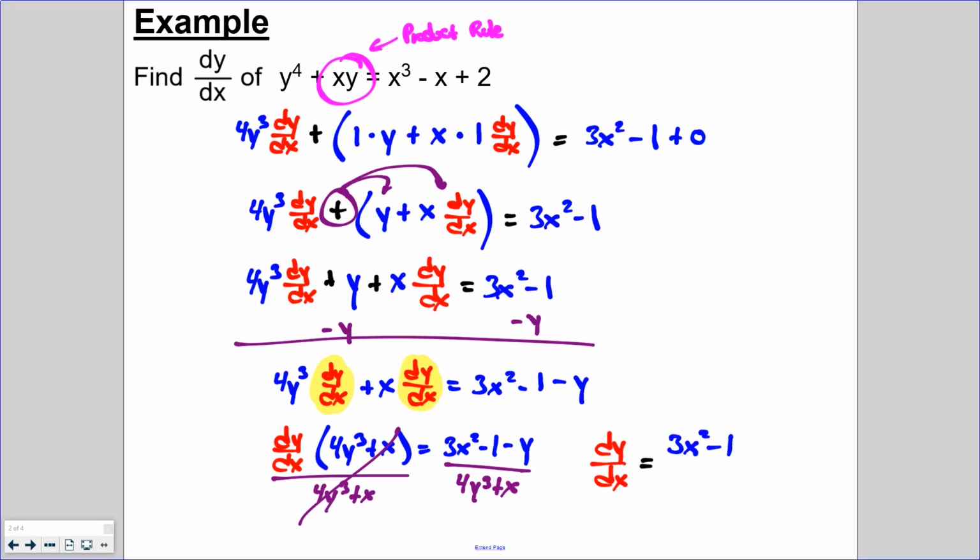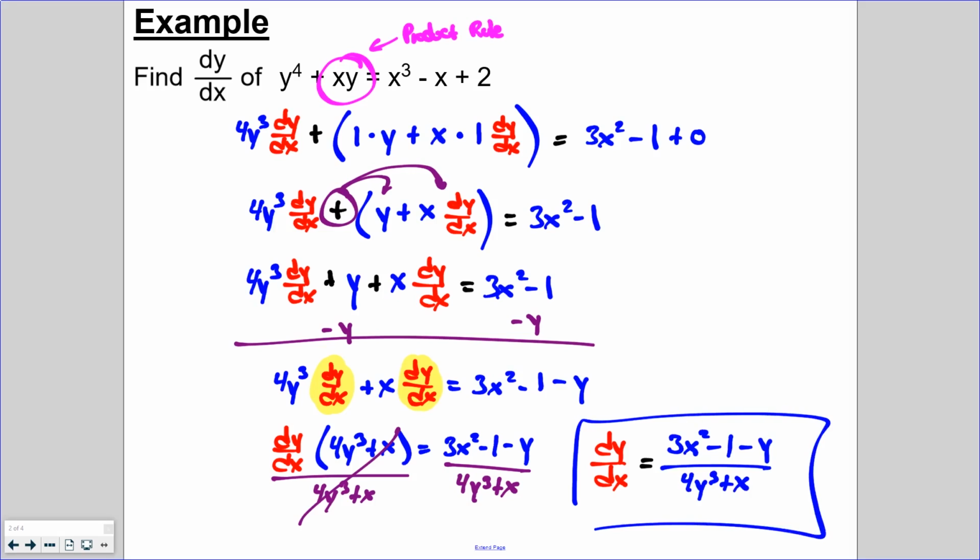Sorry, I got a little bit too excited. 3x squared minus 1 minus y, all over 4y cubed plus x. And boom, boom, boom, done! Product rule inside of implicit differentiation. So nothing super difficult, but just a lot of things we need to pay attention to so we don't make those small, silly mistakes.